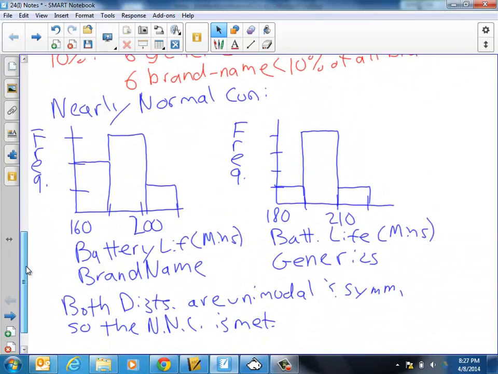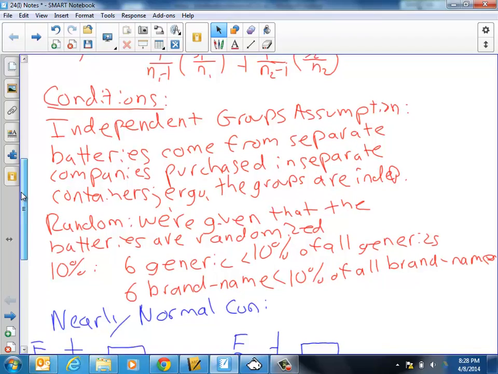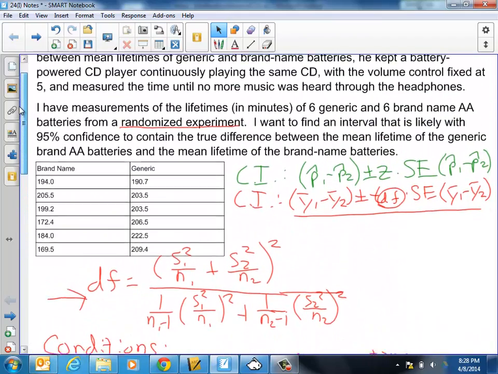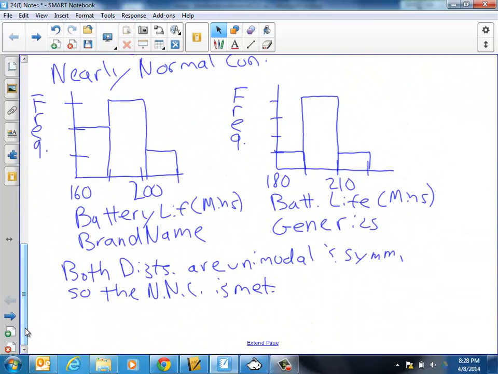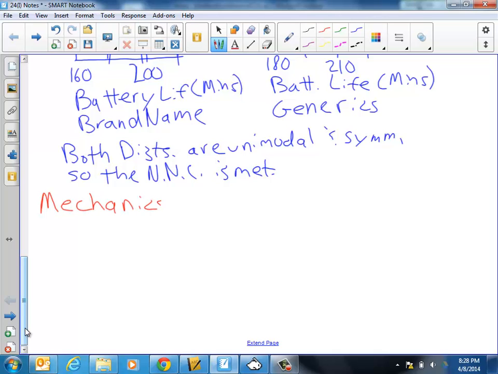Yeah, clearly in blue, that's the condition that takes the most time. The new one again was the independent groups assumption for this 2 sample confidence interval for the means. Conditions are knocked out. Let's go to the mechanics. We'll go back to red for this. Mechanics.